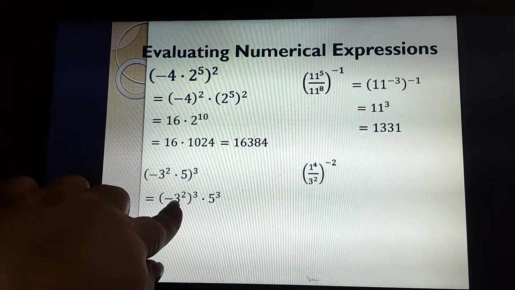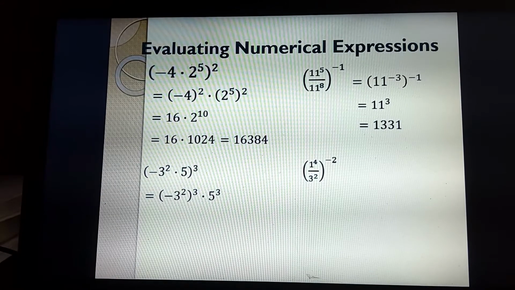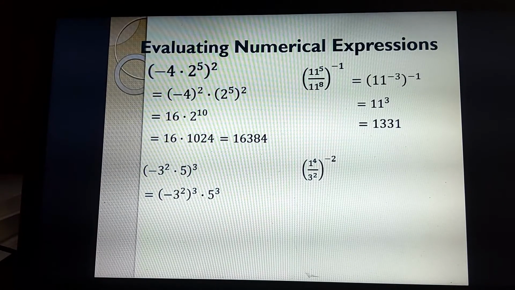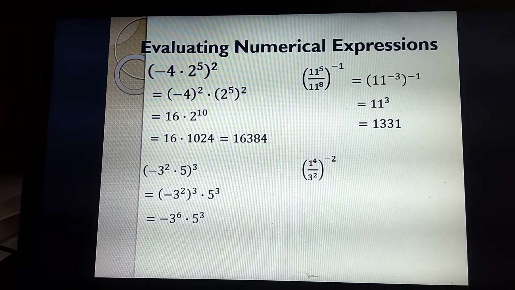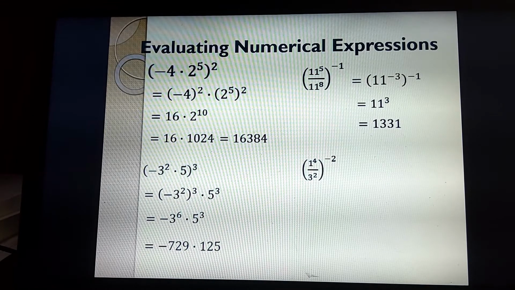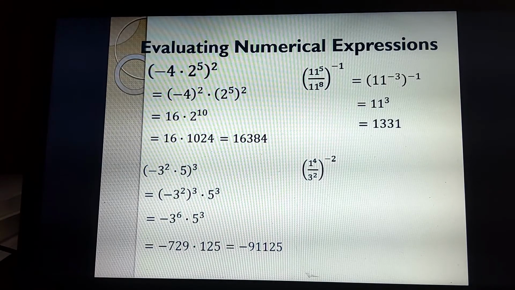Because you have one base and you have two exponents. Okay? So 2 times 3 is 6. So we're going to get negative 3 to the 6th. And then we have 5 to the 3rd. Now, putting negative 3 to the 6th in the calculator that way, you're going to get negative 729. 5 to the 3rd is 125. And then we multiply, so our final answer is negative 91,125.